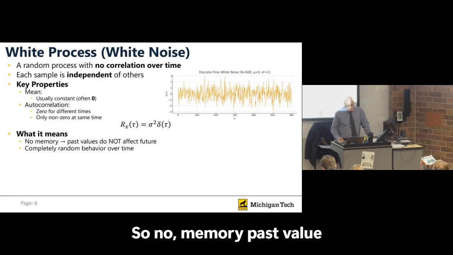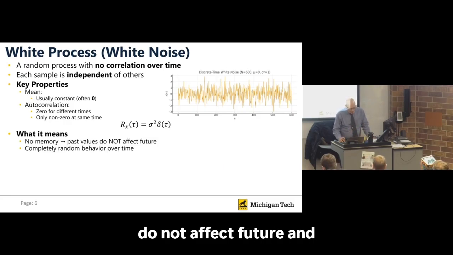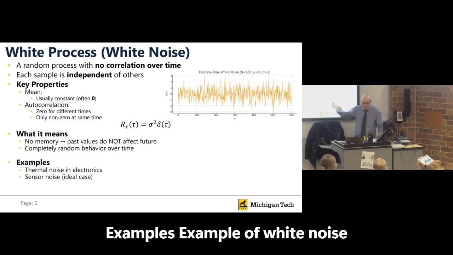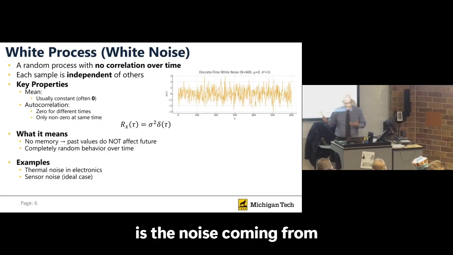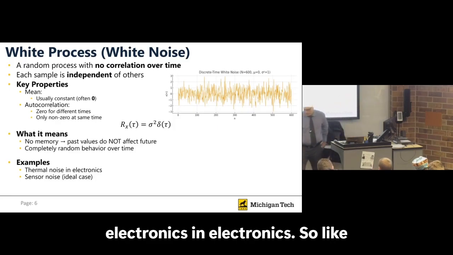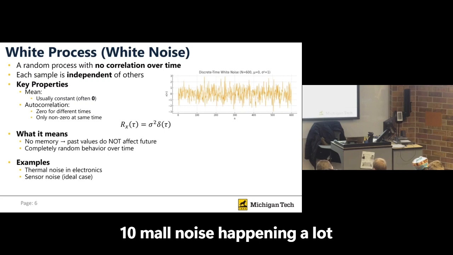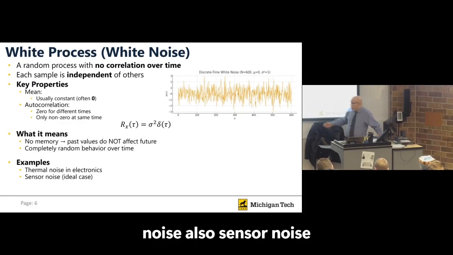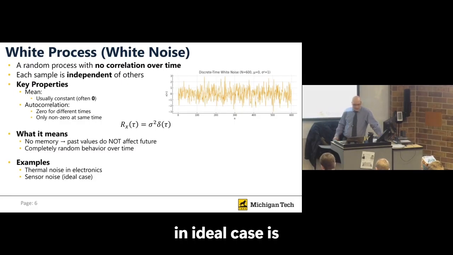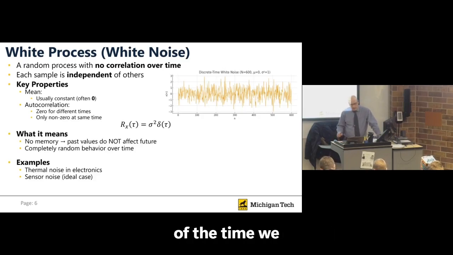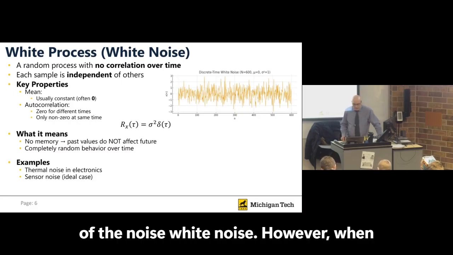So no memory, past values do not affect the future, and completely random behavior over time. Examples of white noise are the noise coming from sensors, or thermal noise in electronics. In electronics you have thermal noise happening a lot, and that's white noise. Also, sensor noise in the ideal case is considered white noise. Most of the time, we consider most noise to be white noise.